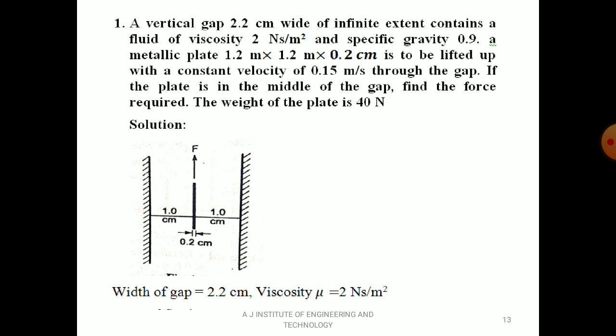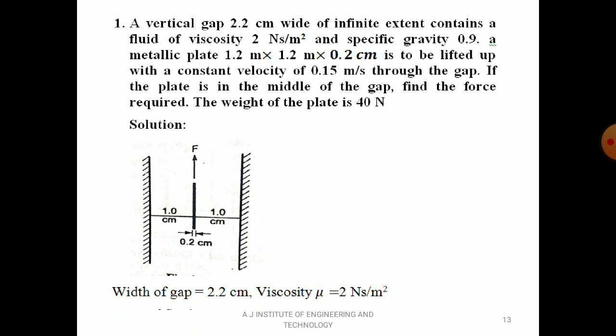I already solved this kind of problem in module 1, but this is one extra problem because here the thickness is given. In those problems I neglected the thickness of the plate. So here the thickness should be considered, and the weight of the plate is given. The dimension of that plate is 1.2 meter by 1.2 meter, that is the area, and the thickness is given as 0.2 centimeter, or 0.2 divided by 100 meter.